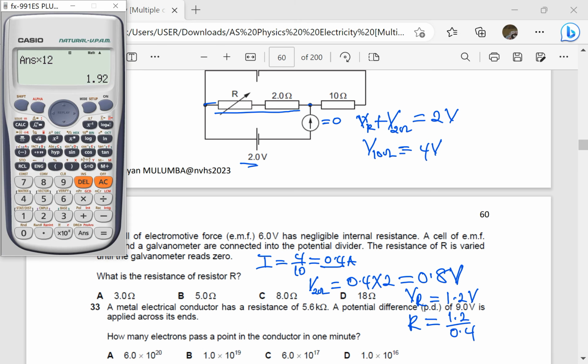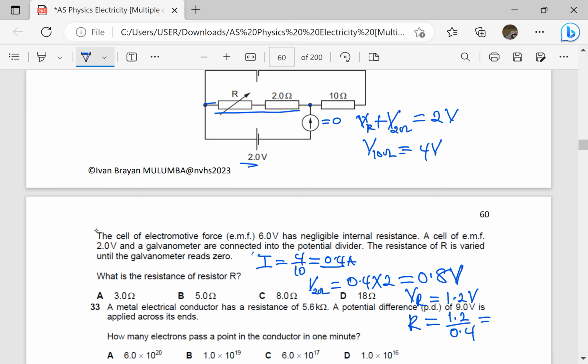So we can press our calculator. 1.2 divided by 0.4 gives us 3. So R is going to be equal to 3 ohms. So our answer is going to be A.